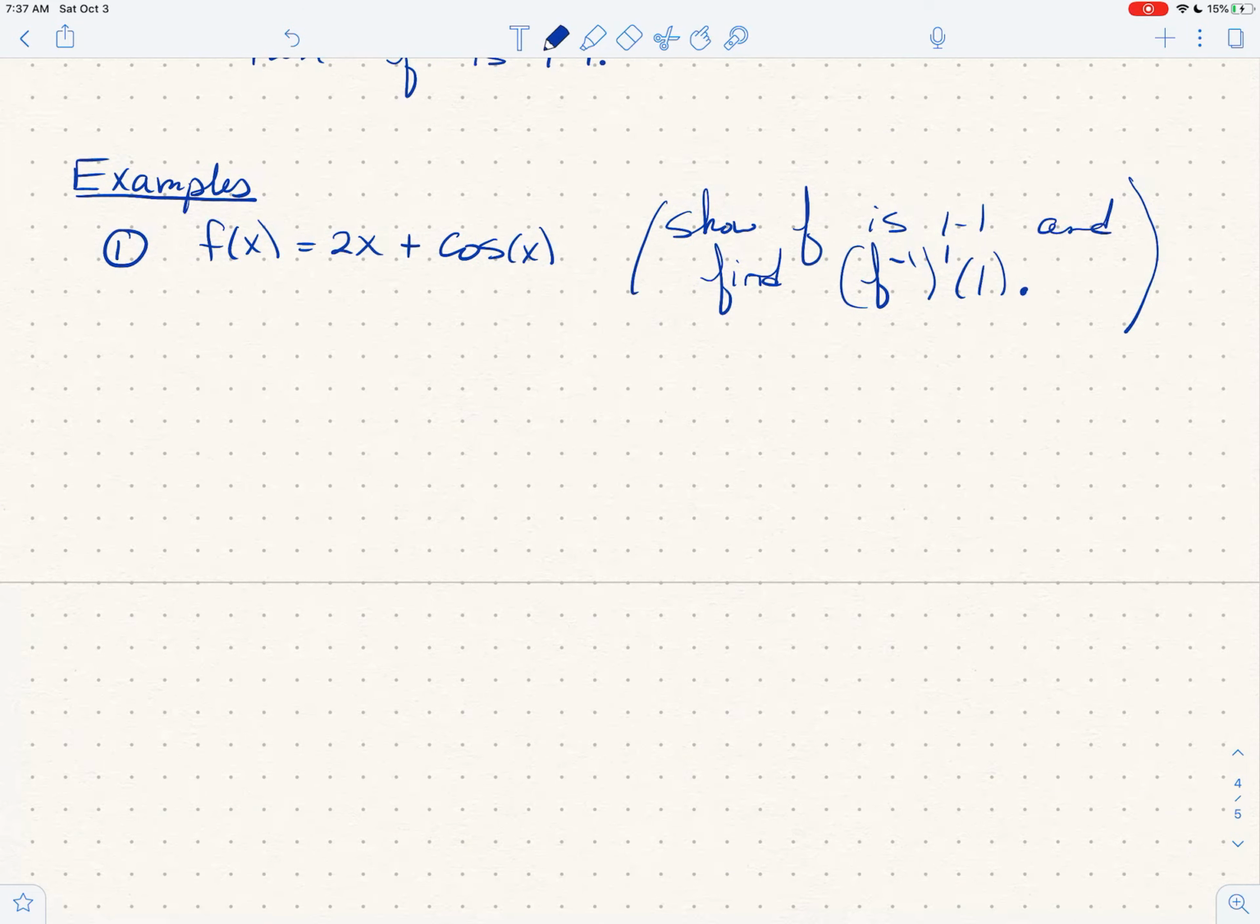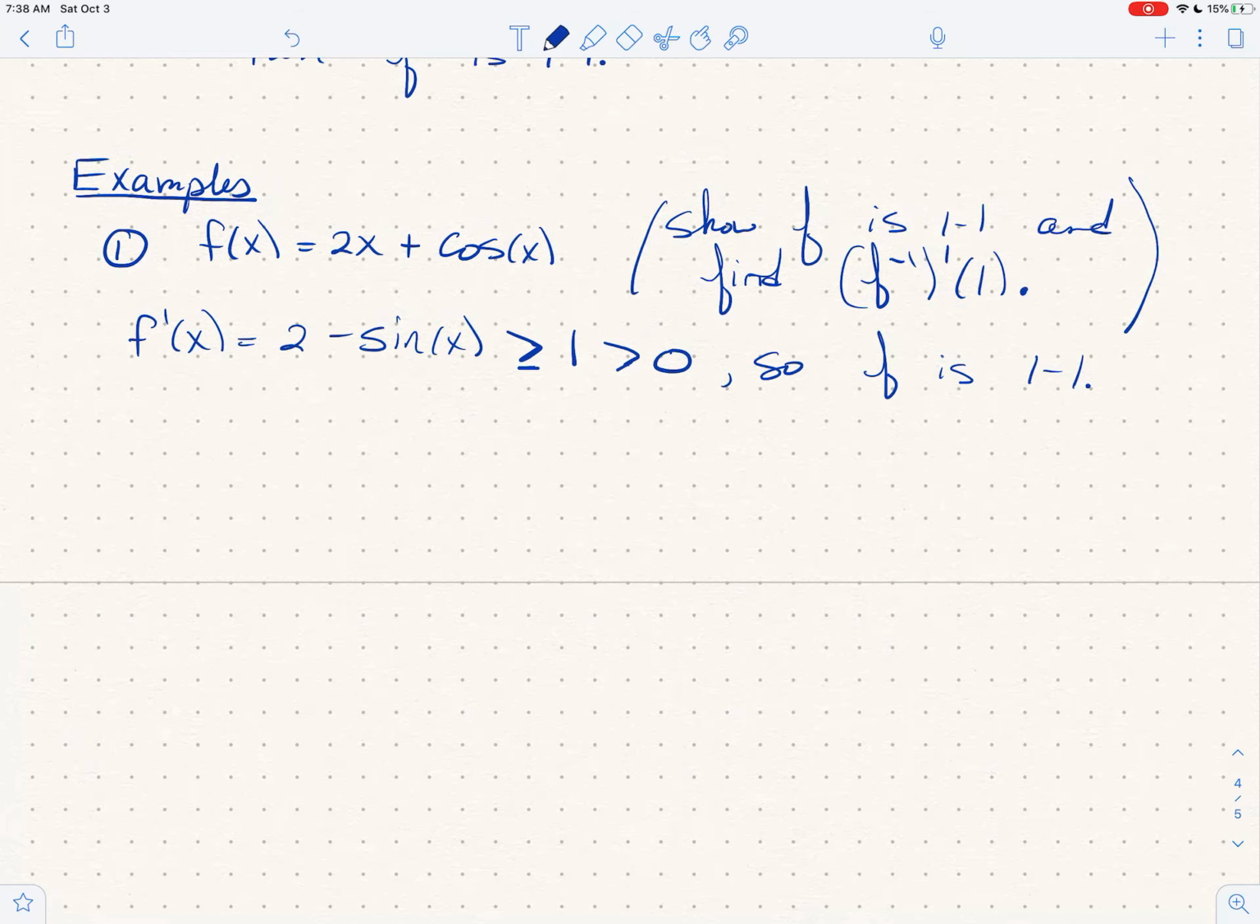So first of all, if you compute f prime of x, you'll end up with 2 minus the sine of x. And I want you to realize that the most sine of x can ever be is 1. So the smallest this can ever be is 1. So this is always greater than or equal to 1, which is greater than 0. So the point is the derivative is always greater than 0. And so we know instantly that f is 1-to-1. That's how you show it. You just check the derivative in this case.